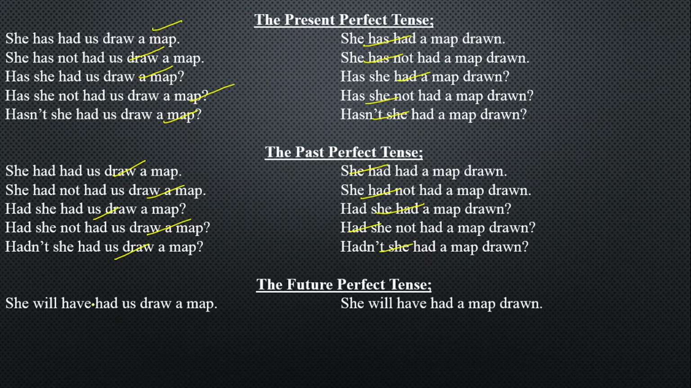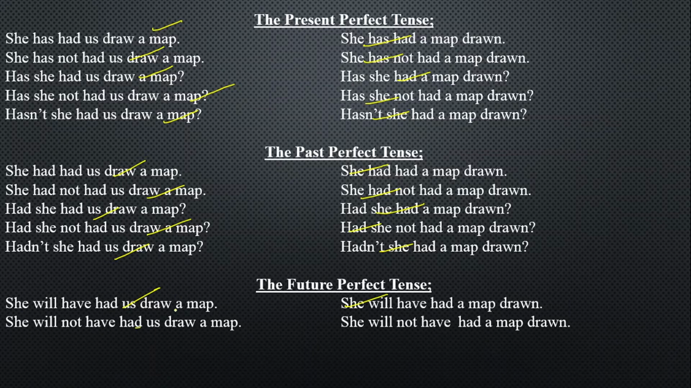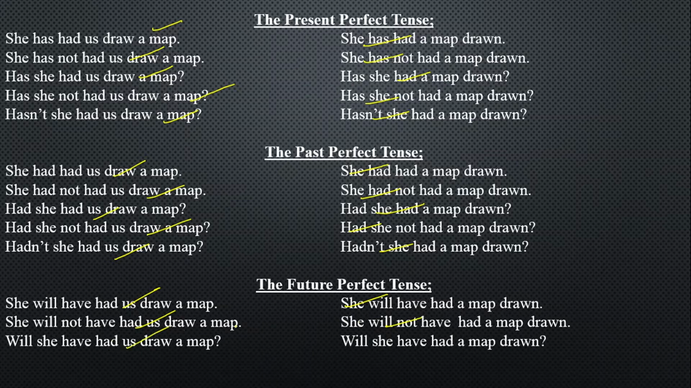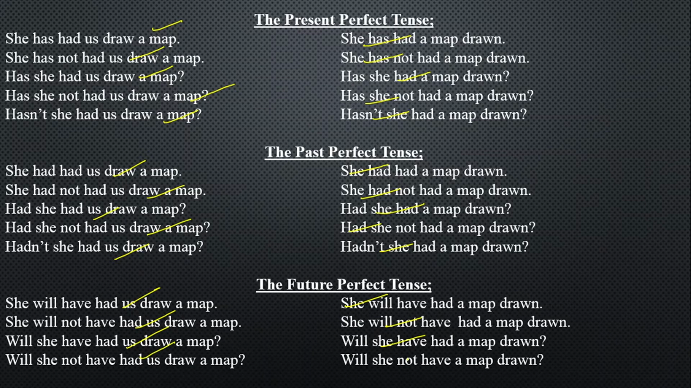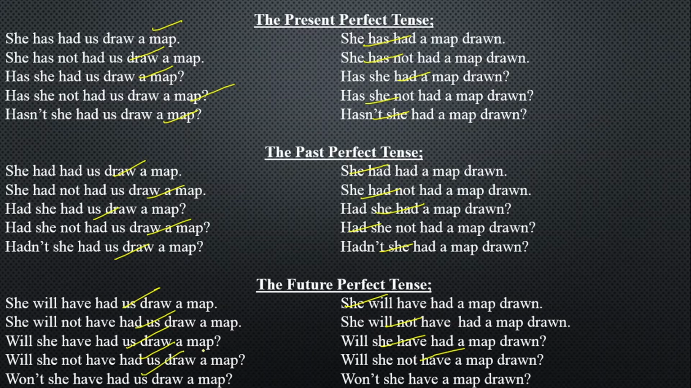She will have had us draw a map. She will have had a map drawn. She will not have had us draw a map. She will not have had a map drawn. Will she have had us draw a map? Will she have had a map drawn? Will she not have had us draw a map? Will she not have had a map drawn? Won't she have had us draw a map? Won't she have had a map drawn?